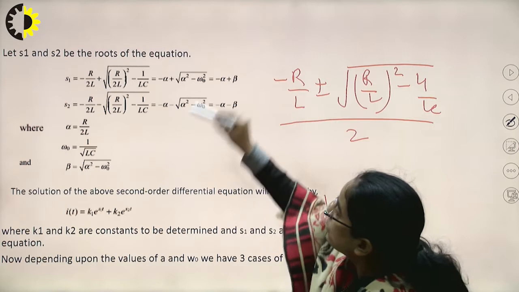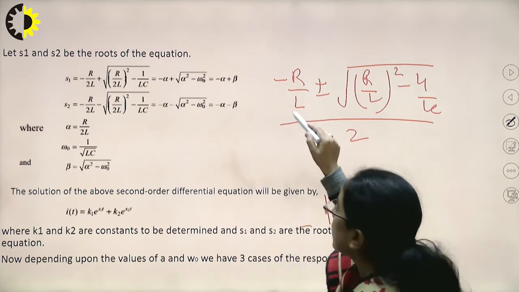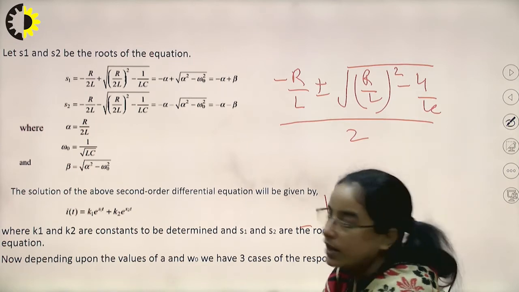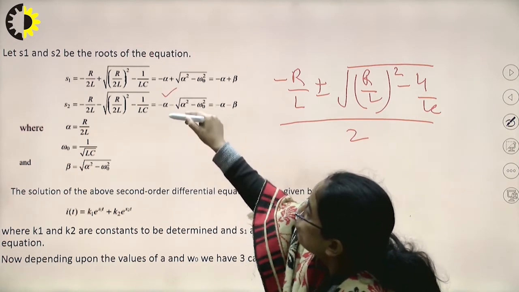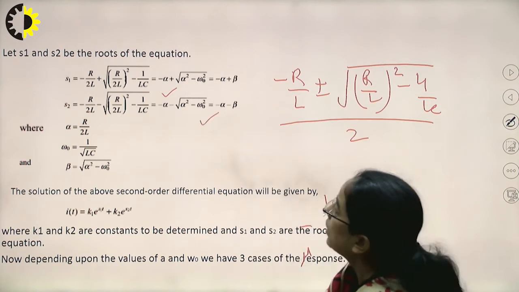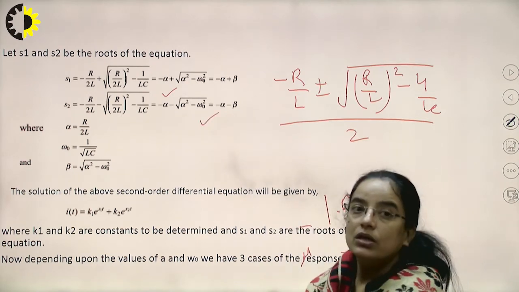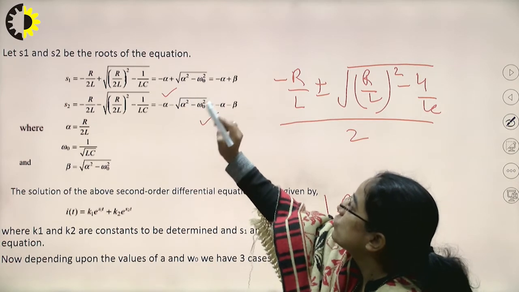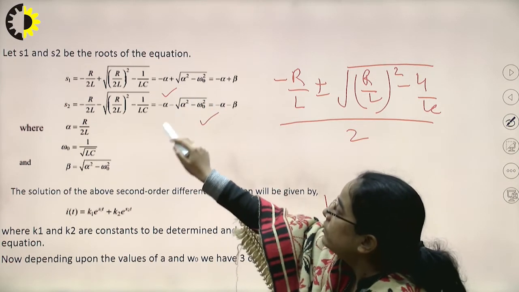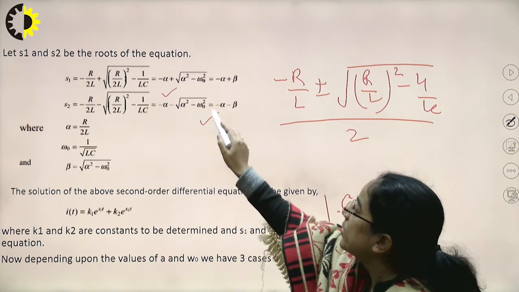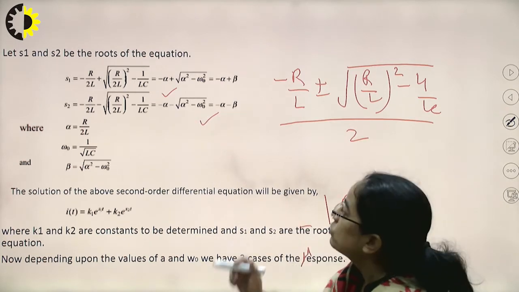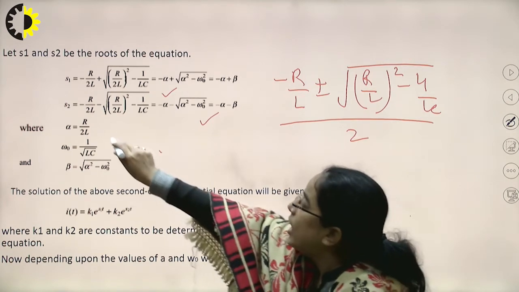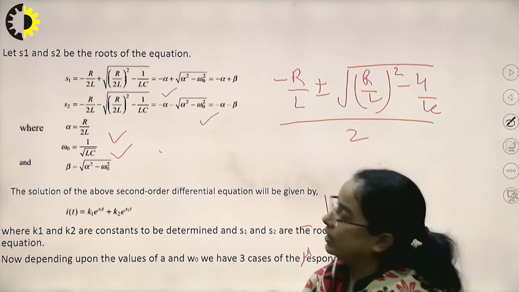So S1 and S2 will be minus R by 2L plus minus square root of (R by 2L) square minus 1 by LC. So these two are the roots of the auxiliary equation. Now we can write this as minus alpha plus square root of alpha square minus omega square, and the second one is minus square root of alpha square minus omega square. Here alpha is R by 2L and omega is 1 by root LC.